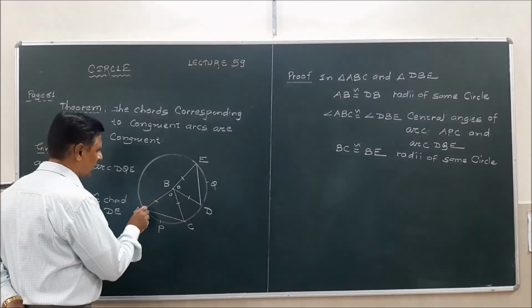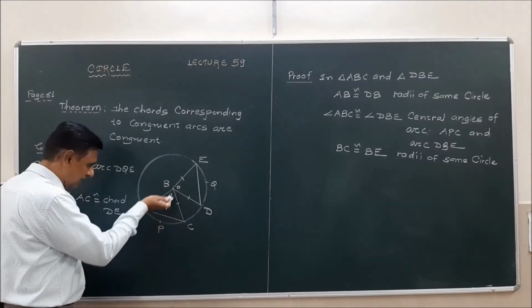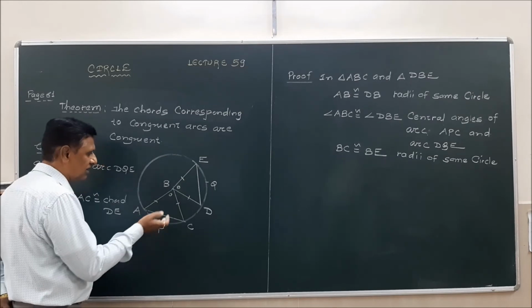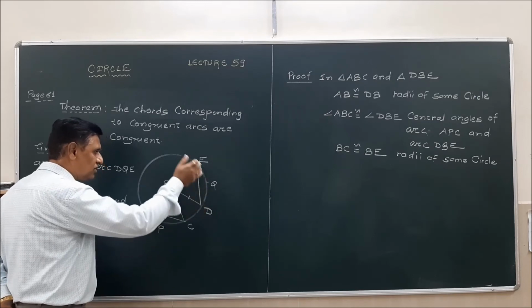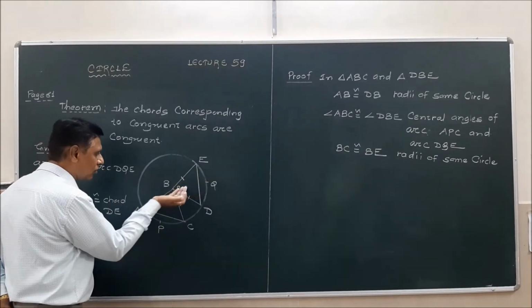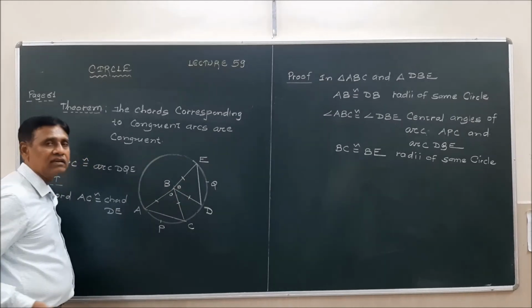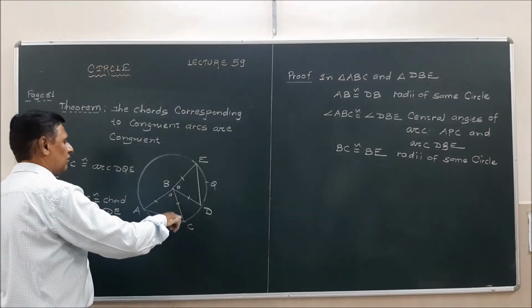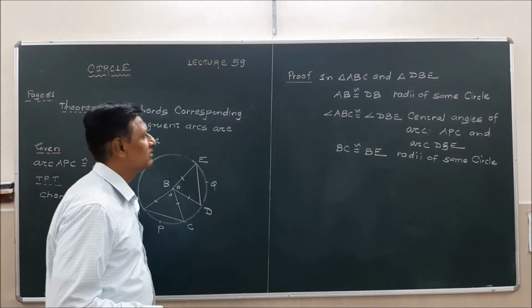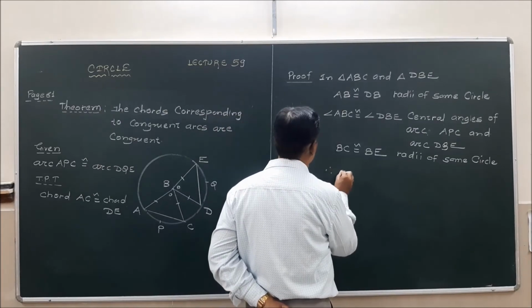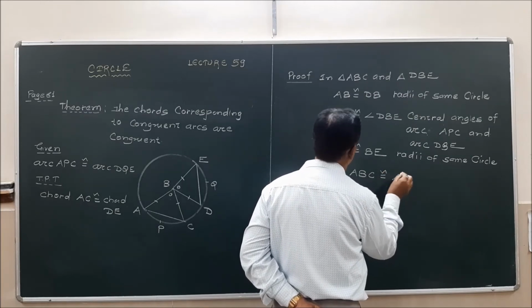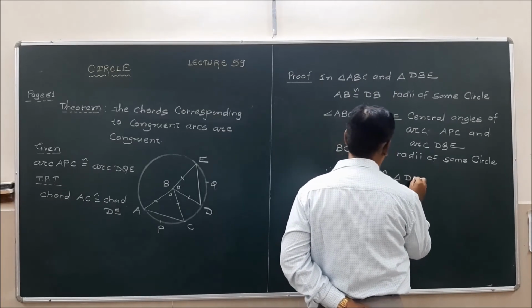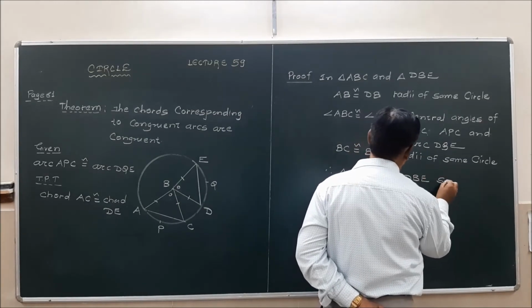Radii of the same circle. Angle ABC is a central angle corresponding to arc APC, and angle DBE is a central angle corresponding to arc DQE. If arcs are congruent, the corresponding central angles are congruent. Very, very important concept. The next part is easy. BC is congruent with BE, radii of the same circle, and then triangle ABC is congruent to triangle DBE by SAS.